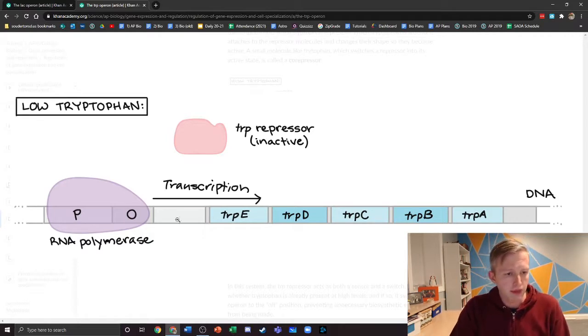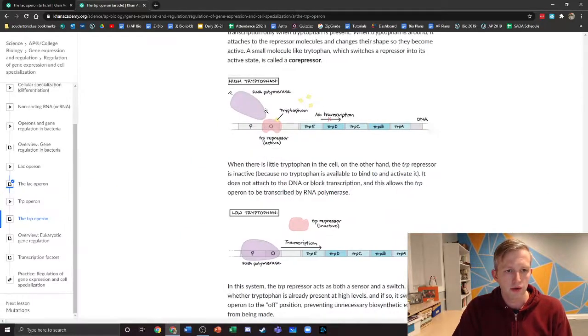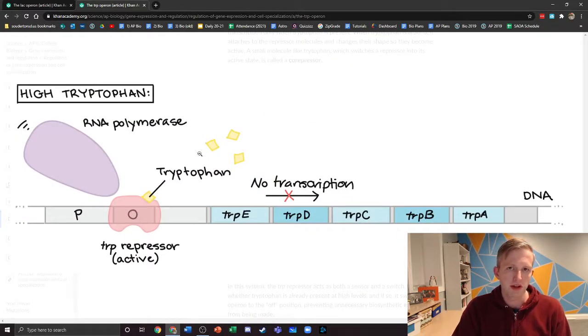So anyway, the process here is that the repressor is by default inactive, which means that we're just running and we're making tryptophan. But when we have an abundance of tryptophan, it then binds to the repressor, changing its shape and activating the repressor, therefore hitting the brakes on the production of tryptophan.